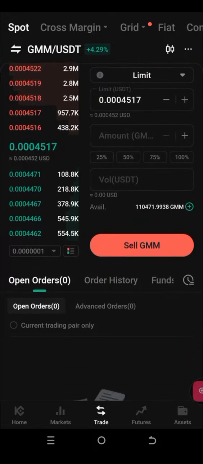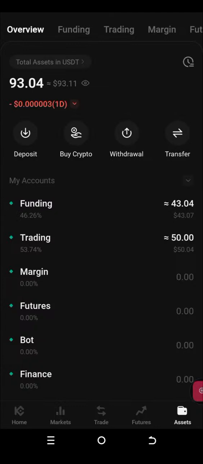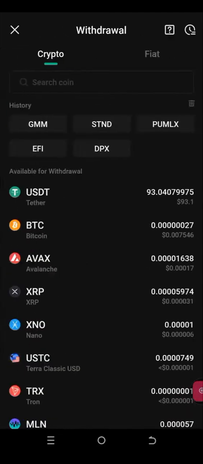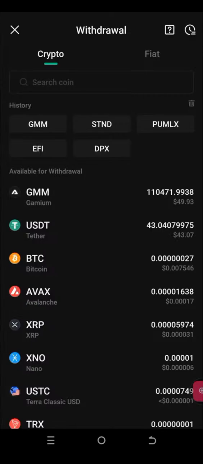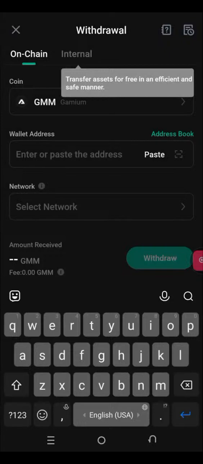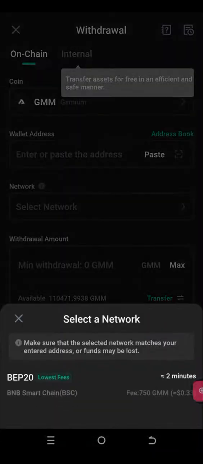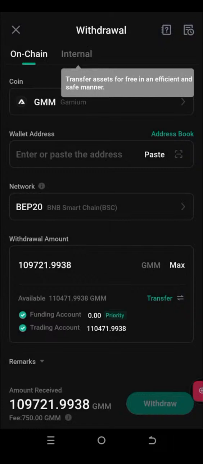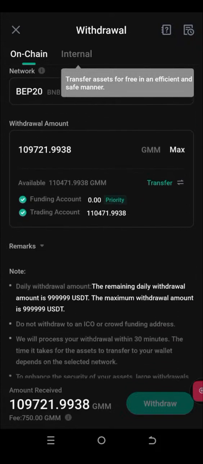So let's go and get all the details we need. So we're just going to go over there to our funding and then we just withdraw. Okay, so what we have now is that we're going to withdraw GMM. Okay, so we're withdrawing, selecting the network, which is what? BEP20. Okay, and the max. Good, so it has already withdrawn its own fee. So let's go over and put in all the other details.